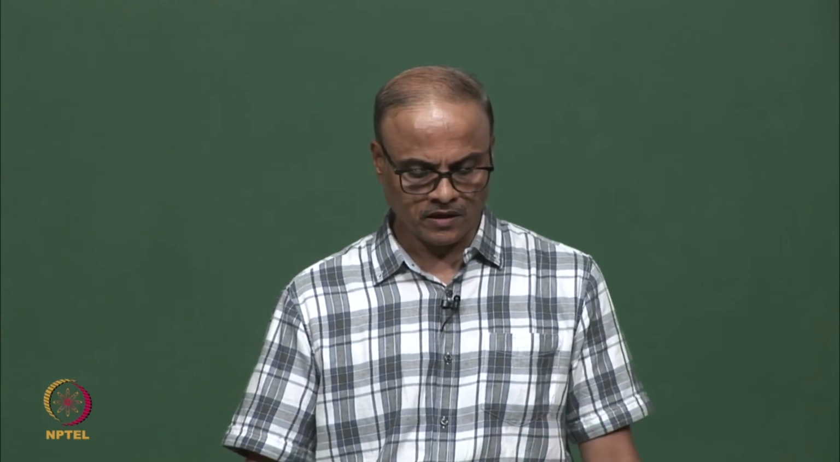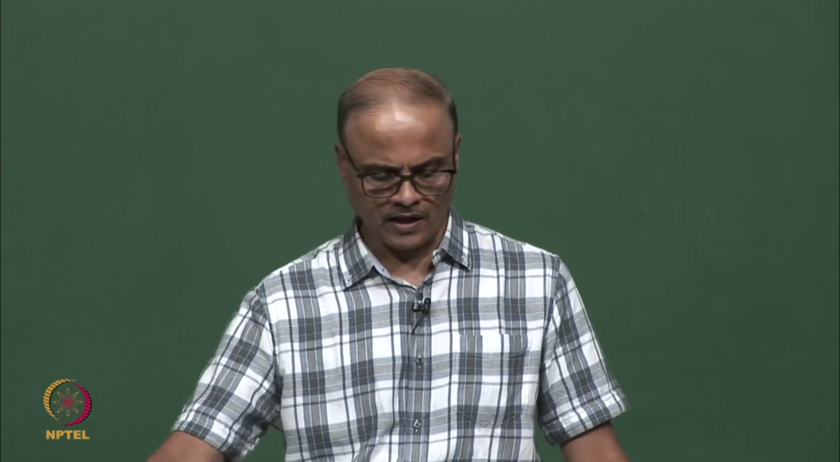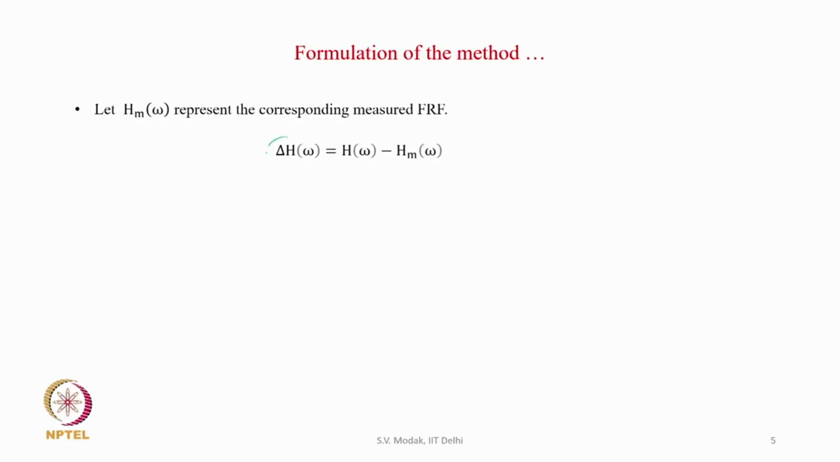So, let H_m of omega represent a measured FRF, and let us define the difference in the FRF, delta H. Okay. So, this delta H is the difference in the FRF. Difference of what? Difference of the FRF to be fitted. This is the FRF to be fitted. So, the FRF expression we want to fit, and H_m of omega is the measured FRF. So, the difference between the FRF to be fitted and the measured FRF is referred to as delta H.